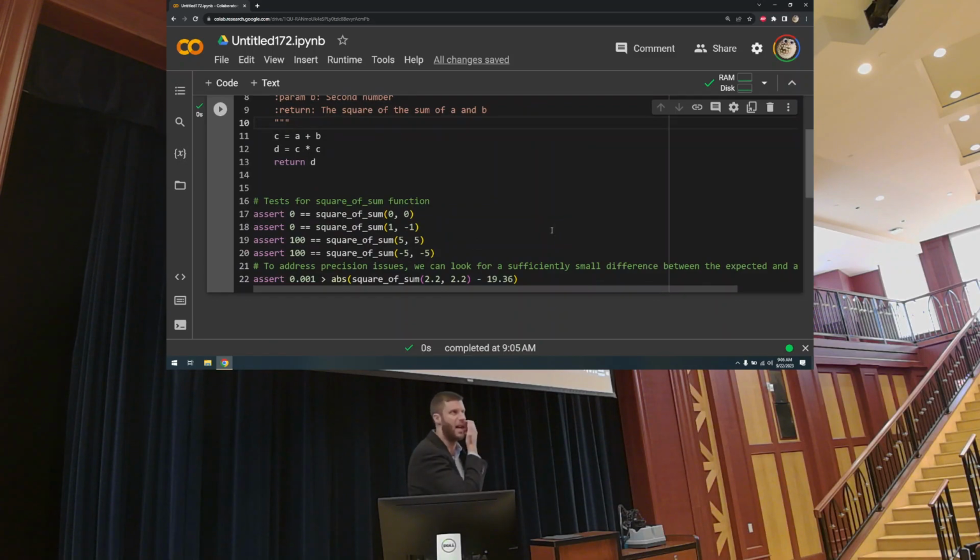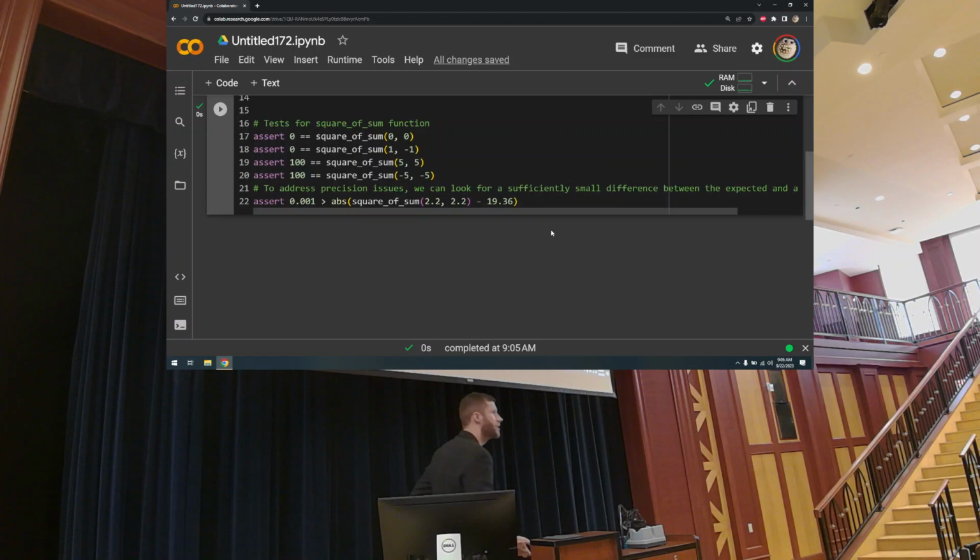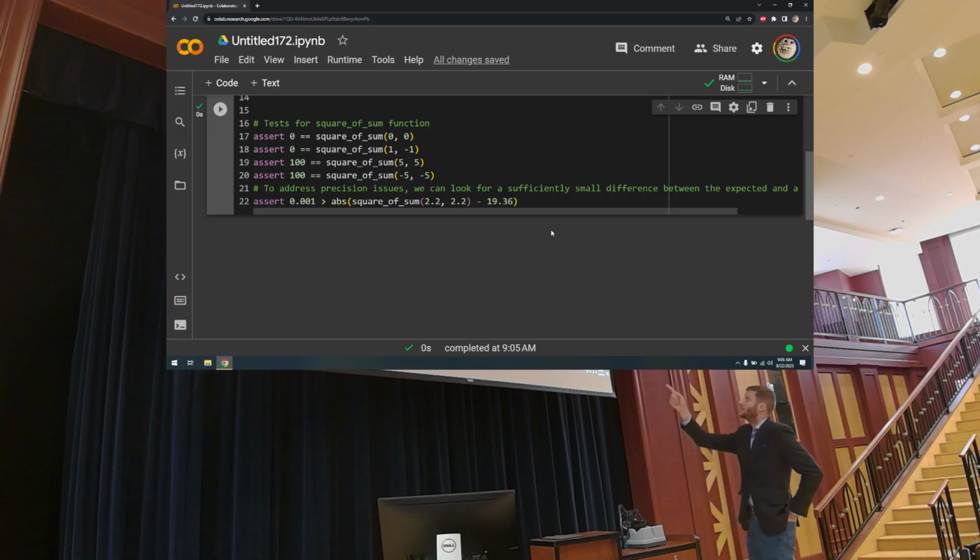Now, if I go down here, I see several tests. Without even looking at the code, imagine you have a function that takes two values, sums them together, squares it and gives you back the result. Knowing what the function is supposed to do, you can write all these tests. You don't need the function. If I called it with 0, 0, I should get 0. If I get 1, -1, I should get 0. If I get 5 and 5, I should get 100. If I get -5, -5, I should get 100.